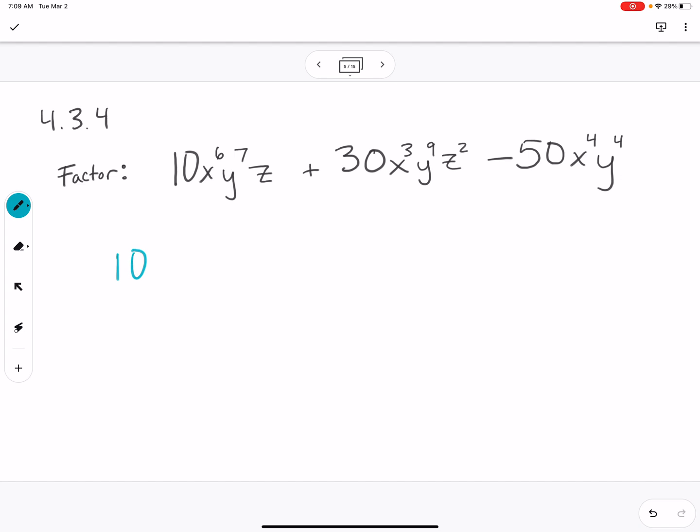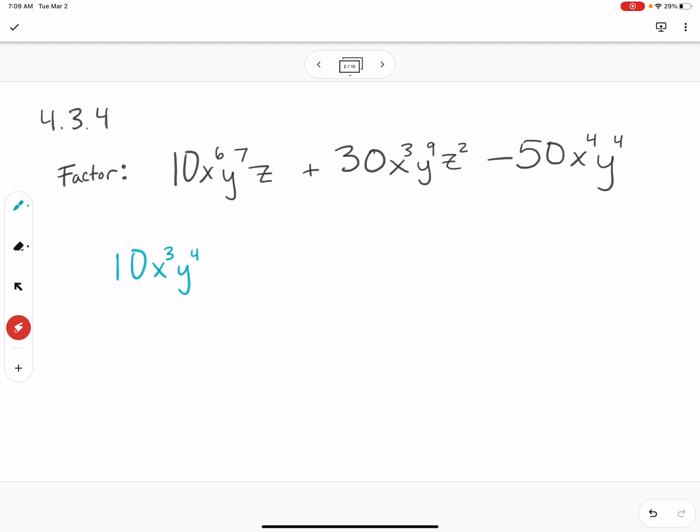That's not it though. We have all these variables. Don't forget about those. So now let's look at our x's. Remember our rule is that we go by the smallest exponent. So I have a 6, a 3, and a 4 for my exponent of x's. Our smallest exponent is 3. Then our y's, I have a 7, a 9, and a 4. Our smallest exponent here would be 4.